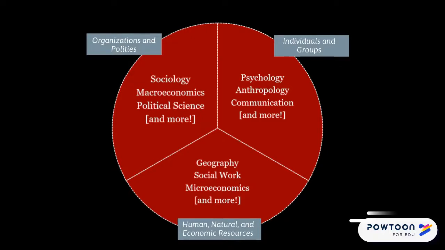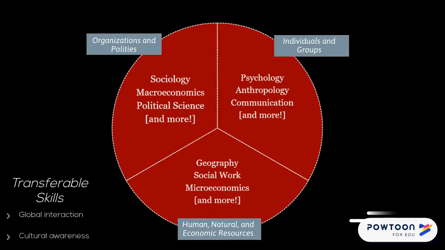Social science courses can be found in departments such as economics, geography, political science, psychology, and sociology. If you are looking at a competitive major, you should check the prerequisites to see if the major you are interested in requires specific social science courses.